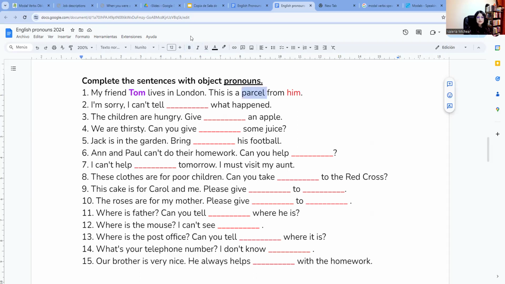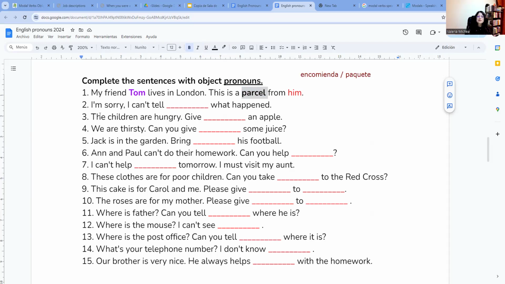What is a parcel? It's not a piece of land, not a place, not "parcela." It's not related to land. It's related to the post office. Nobody knows? I would say "encomienda" or "paquete," some people say. Yes, that's a parcel, something that you send through the post office. Yes, this is a false friend.